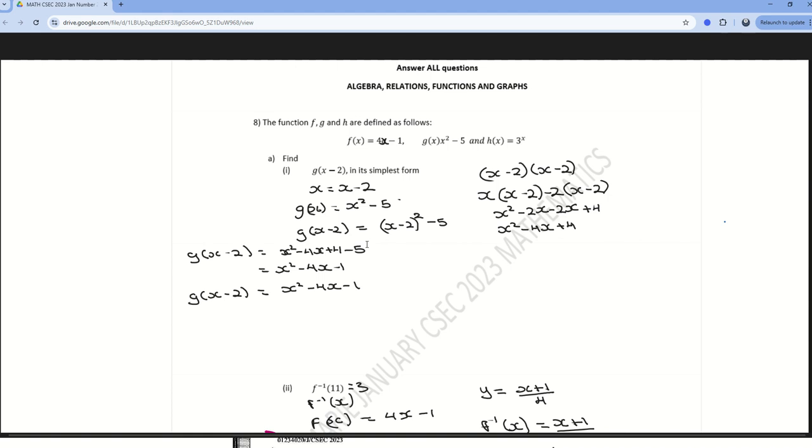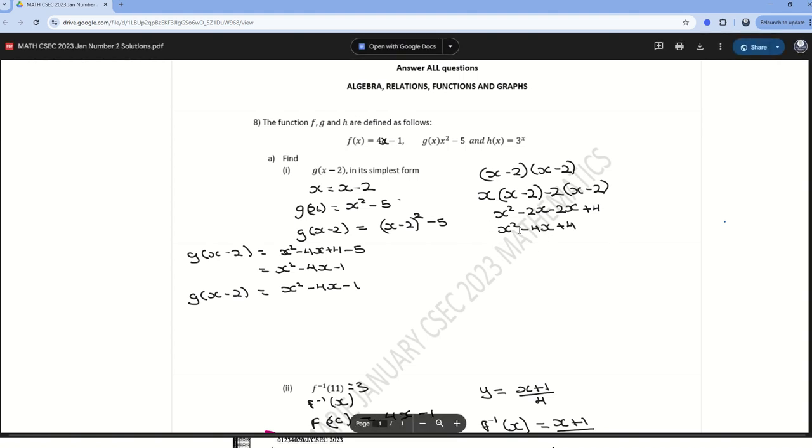The functions g and h of x are defined as follows. They want to know g of x minus 2. So wherever I see x, I'm going to put x minus 2. So that's x minus 2 squared minus 5. If you know about perfect squares, when you are squaring a term, you square the first one, so x squared, and then the next one will be plus 4, and then your middle term is going to be 2 by x by 2, which would be 2 by 2 is 4, so you would get minus 4x.